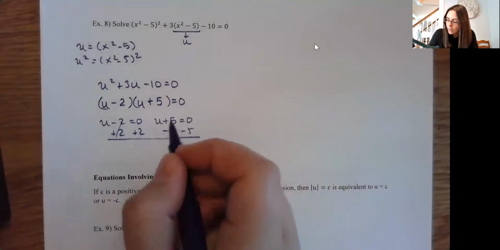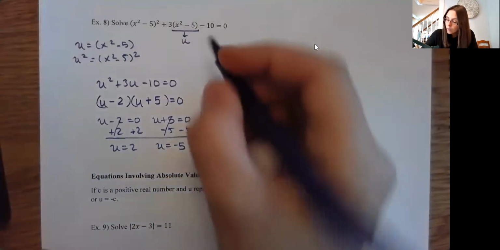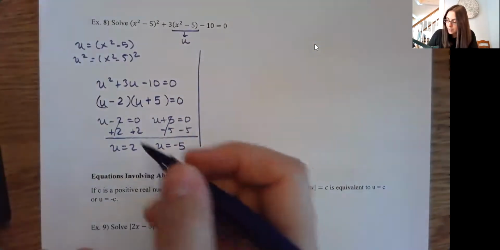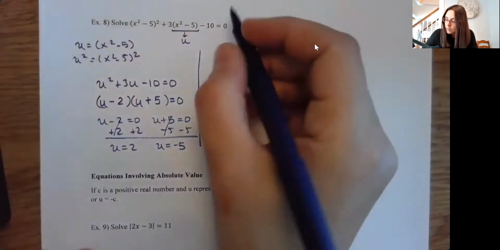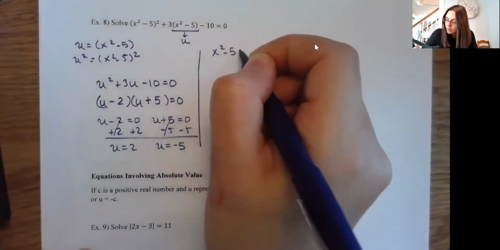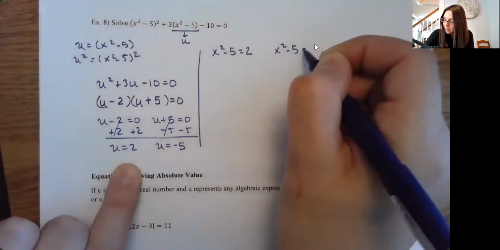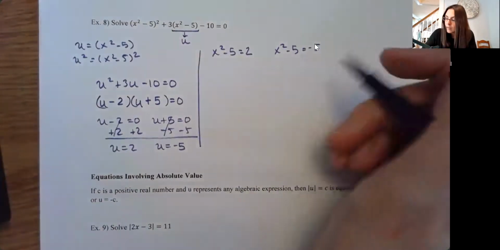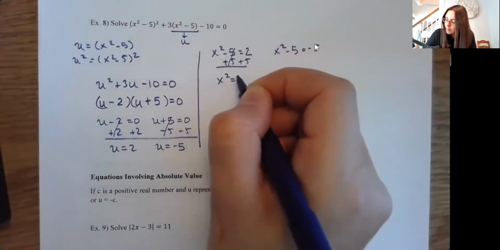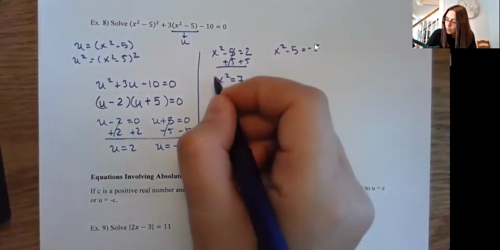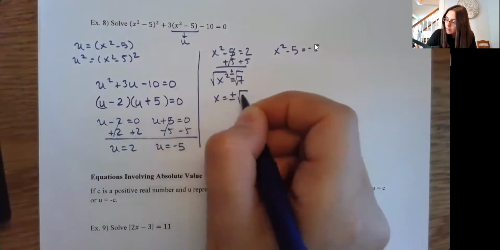And so I just keep solving and I get u equals 2 and u equals -5. Now you do want to go ahead and substitute back in, right? Because our answer is not u, it was supposed to be in the x format. So u is x squared minus 5 equals 2, and then x squared minus 5 equals -5. So solving this, I would add 5 to both sides here. x squared equals 7. Taking the square root of both sides, don't forget the plus or minus, we get x equals plus or minus the square root of 7.